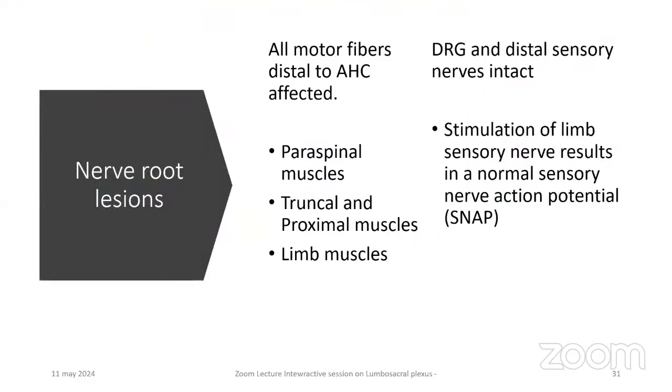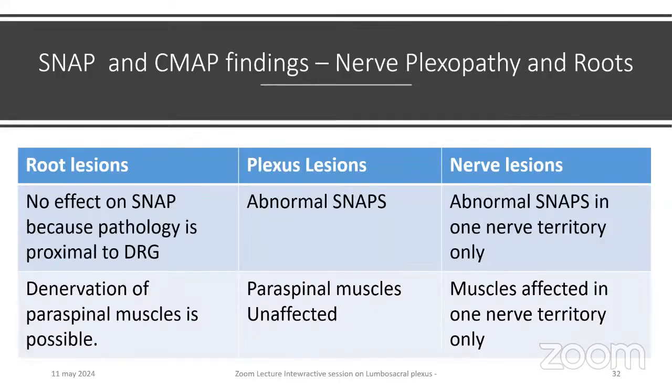So let us look at the nerve root lesions. All motor fibers distal to the anterior horn cells are affected. So paraspinal muscle EMG is abnormal. There may be truncal and proximal muscles involved, and limb muscles are also involved. The dorsal root ganglion and distal sensory nerves are intact. The stimulation of the limb sensory nerve results in a normal SNAP, or sensory nerve action potential. The moment you see normal SNAP and abnormal CMAP, you can conclude that it could be a nerve root lesion. So in root lesions, there is no effect on SNAP because the pathology is proximal to the dorsal root ganglion.